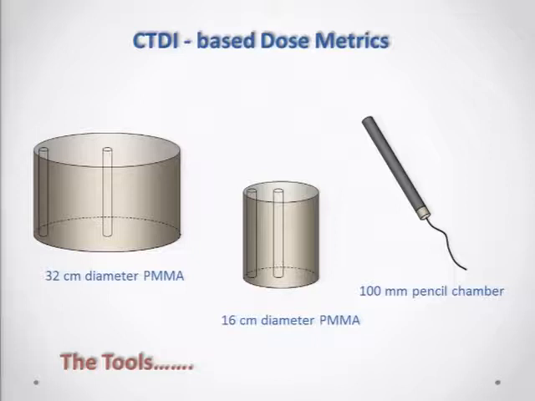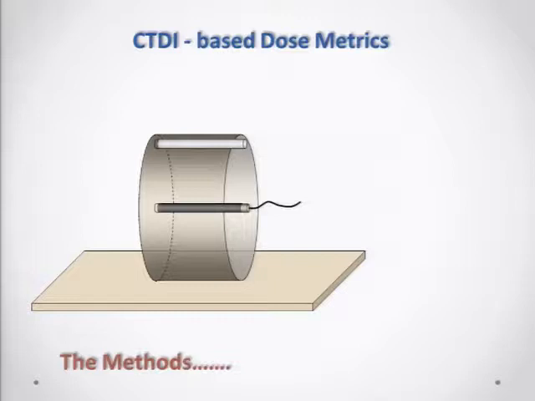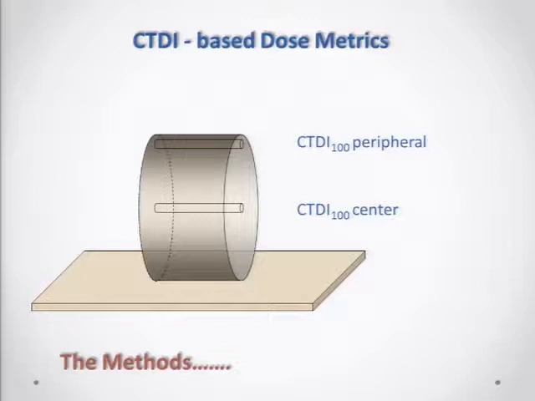So the basic tools, known to you all, I'm sure, are a 32-centimeter polymethyl methacrylate phantom, a 16-centimeter head phantom, as well as a 100-millimeter pencil chamber, typically an air ionization chamber. And the technique that we use with these tools is to insert the probe into a phantom, plug all the empty holes with Lucite, do an axial scan, and measure the CTDI100 both in the periphery and the center. I showed one peripheral measurement here.